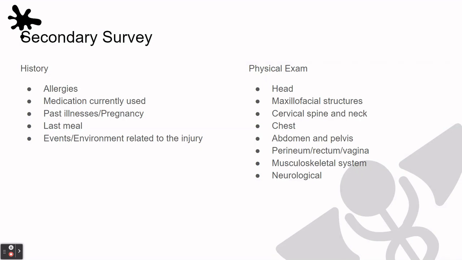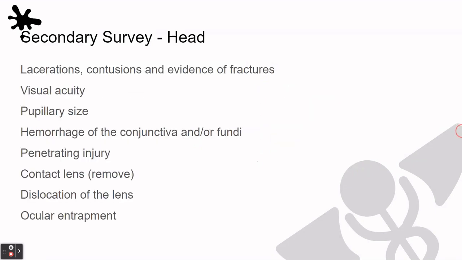And I just start at the head and work my way down, essentially. You don't want to miss anything. So start with the head, the HENT, check your maxillofacial structures, your C spine and neck. Then you go onto the chest, abdomen, pelvis, et cetera, et cetera. We'll go into these a little bit more here.